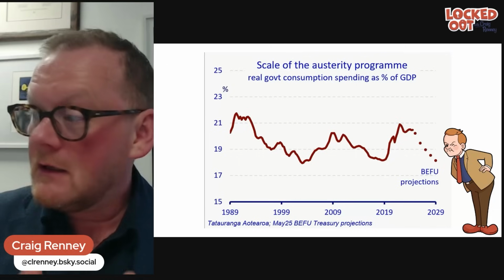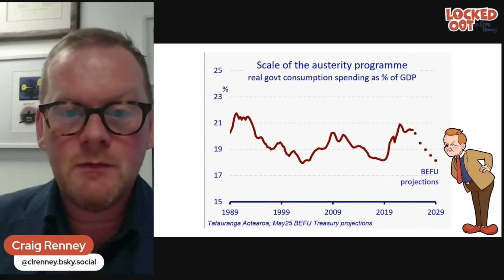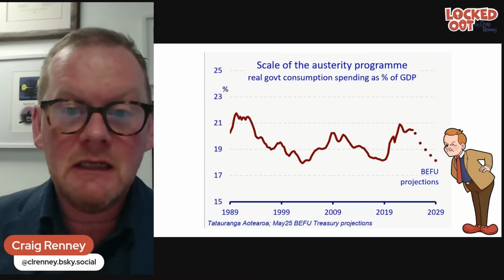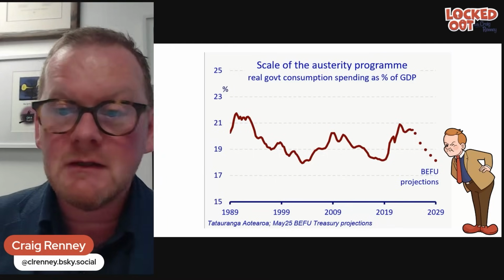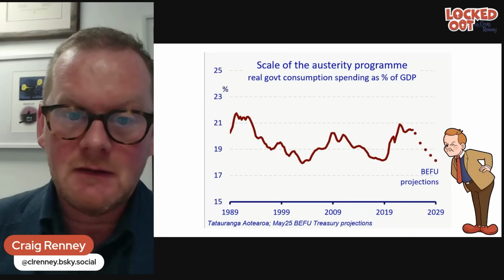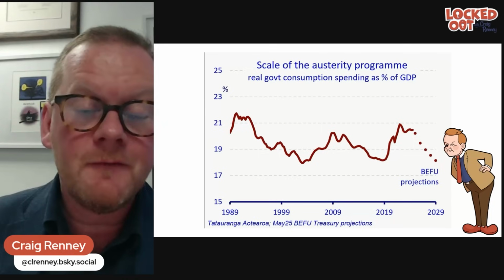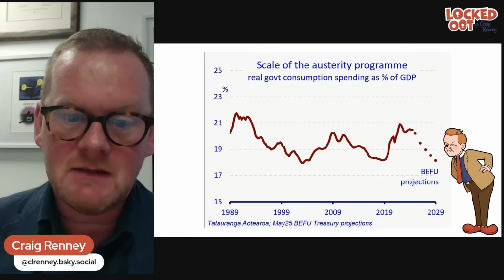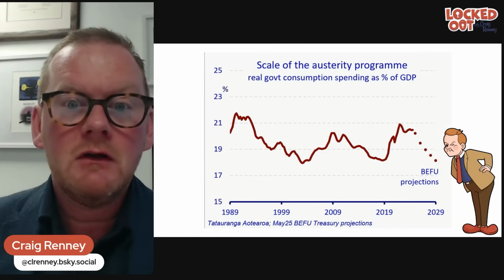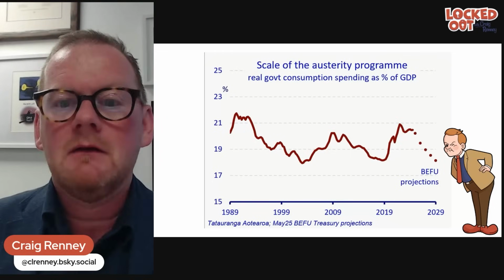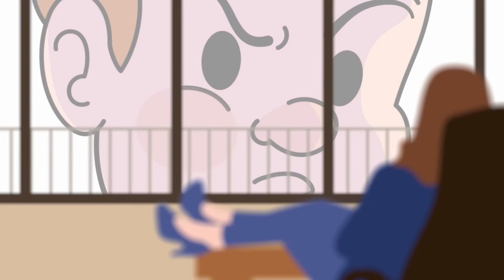And what you can see in the forecast from this budget is that real government consumption, so the amount of expenditure being delivered inside the economy overall by the government, falls very quickly over the next few years. In fact, it falls to a 40-year low at the end of this forecast period. So whether or not you believe that it's an austerity budget, it's behaving like an austerity budget.